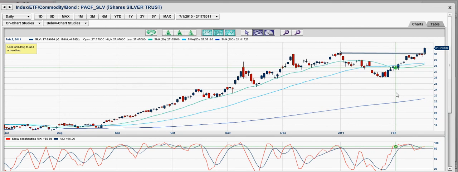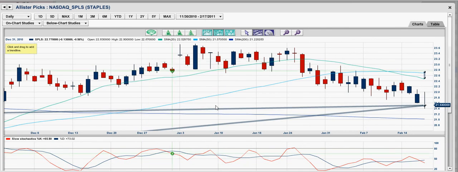see some sort of topping pattern and a negative candlestick. Once we get that negative candlestick and the dollar index starts to reverse in direction, chances are we could see silver pull back, and once we see silver pull back, I will recommend a put option on silver. So once it happens, I will let you guys know, and you guys will be at the cutting edge of it. Let's go ahead and look at Staples.